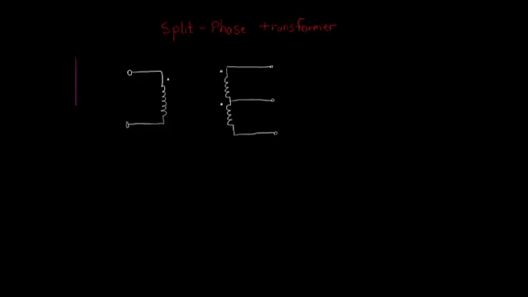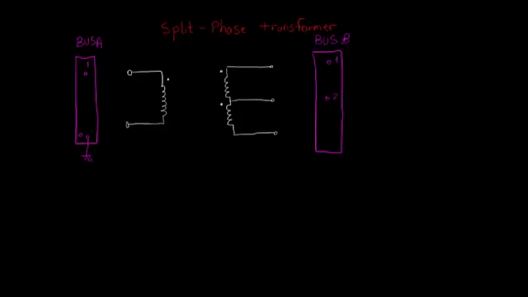Finally, let's consider a split-phase transformer. In OpenDSS, this transformer is modeled as a three-winding transformer, in which the second and the third windings are connected to each other. Let's assume that the primary side is grounded. The upper node of the second winding and the lower node of the third winding are connected to phases 1 and 2 of bus B, and the lower node of the second winding and the upper node of the third winding are tied to each other and grounded.